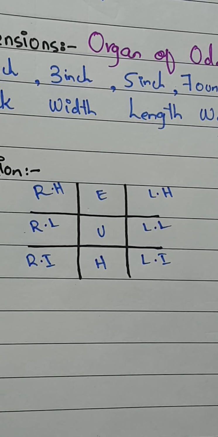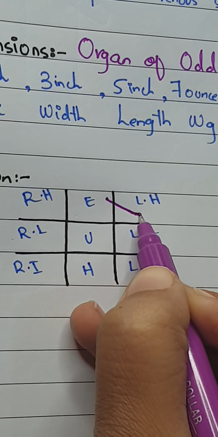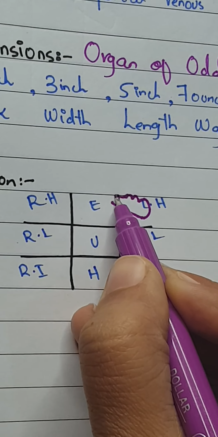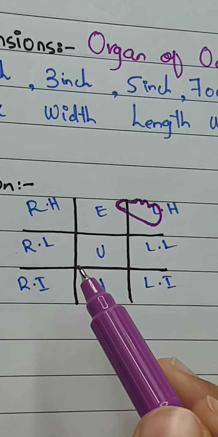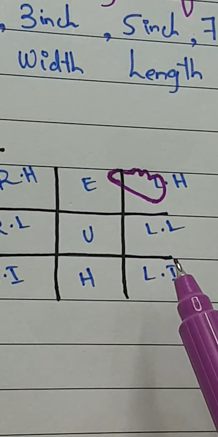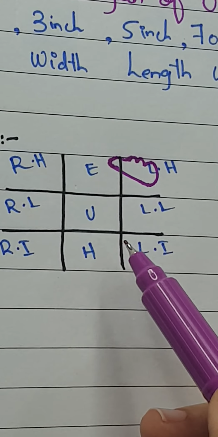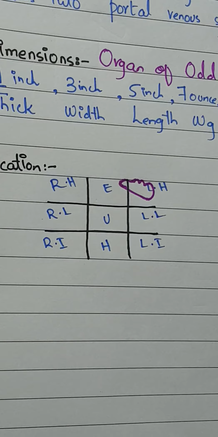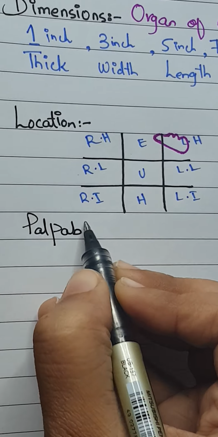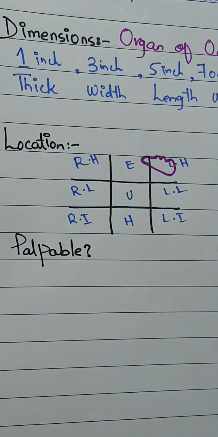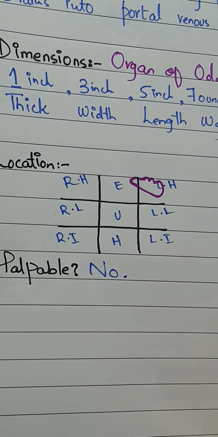Now spleen is present mainly in the left hypochondrium. The major part of spleen is in the left hypochondrium, and it is only partly present in the epigastrium. These 9 are the regions of abdomen, and when looking in the regions of abdomen, spleen is mainly present in the left hypochondrium and partly in the epigastrium. Now, if a spleen is palpable or not, what do you say? Is a spleen palpable? No, a spleen is not palpable under normal circumstances. In a healthy person, a spleen is not palpable.